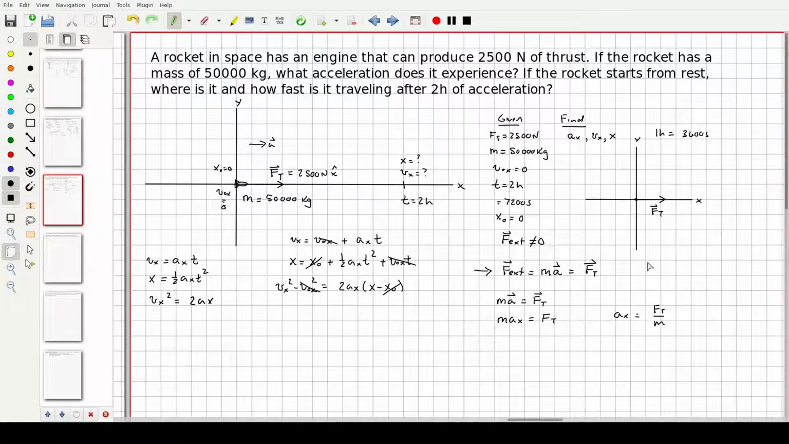Now, so the first thing we're asked for is to find the acceleration. We can just go ahead and plug the numbers in for that. It's pretty easy. Ax is equal to the thrust over the mass. The thrust was 2,500 newtons. And the mass here is 50,000 kilograms. So when you take 2,500 and you divide it by 50,000, you get this.